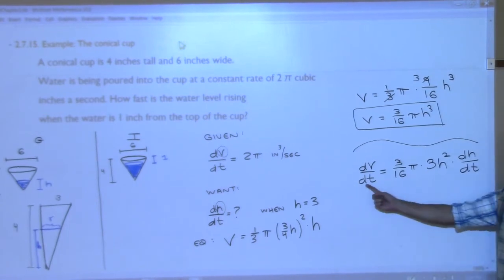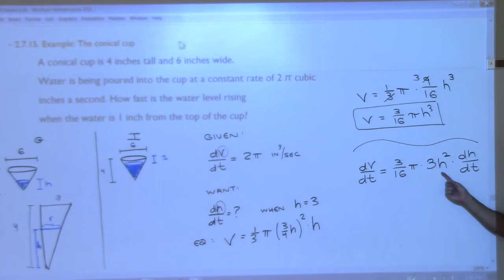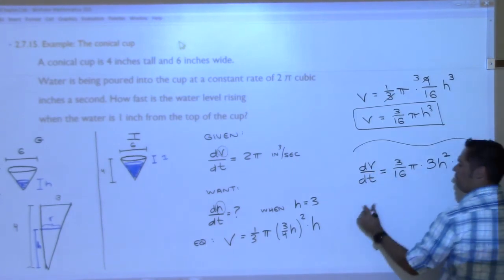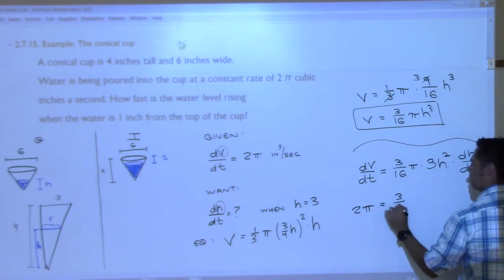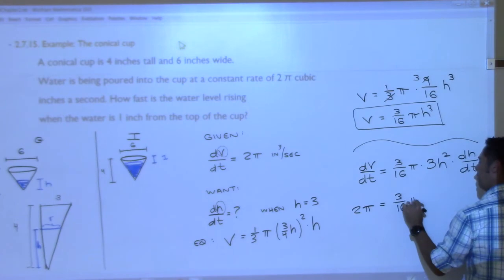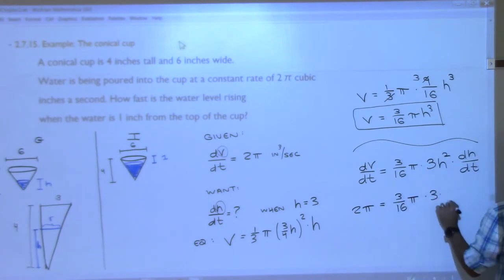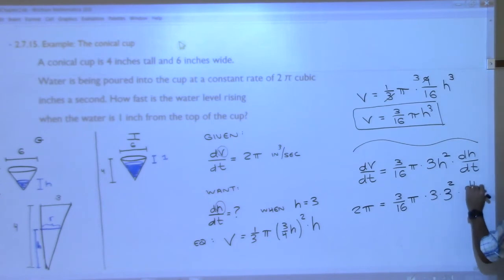Do we know dV/dt? Yes. Do we know h at the moment in time? Yes, 3. I've got everything I need. Okay? So now we plug in. This is 2 pi equals, this is 3/16 pi times 3 times h was 3 again, squared times dh/dt.